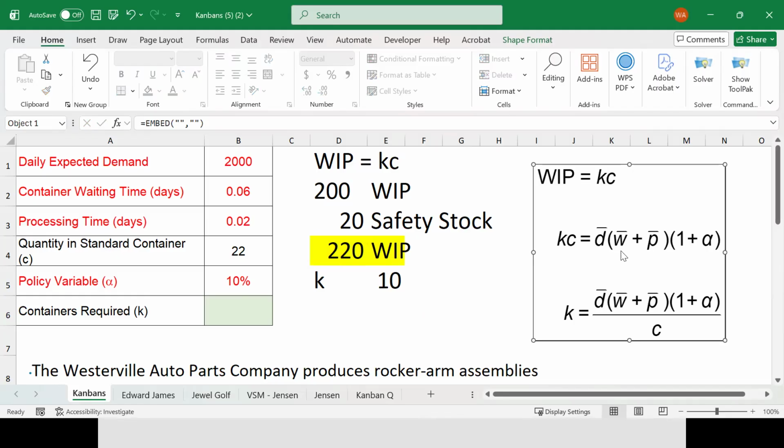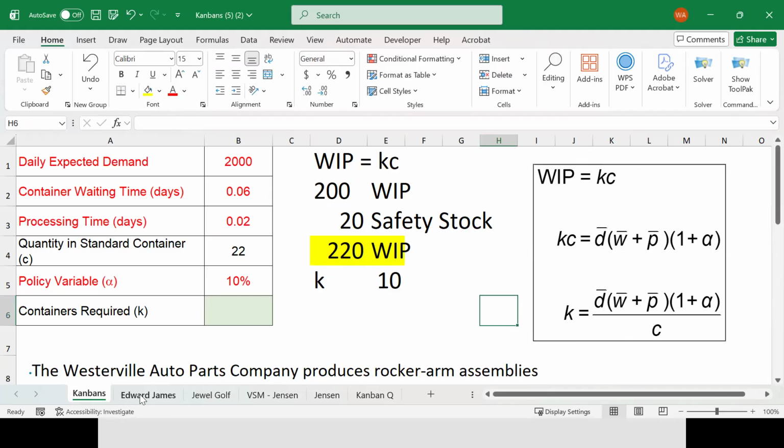If you ask for the number of parts in the container, it'll simply mean solve for C. You could get a question asking you to solve for the average demand if you're provided with all the other parameters. Again, it'll require you to figure out how to solve for D. Or if you're told to solve for alpha, look at the formulation and figure out how to solve for alpha. Okay, so that's that.